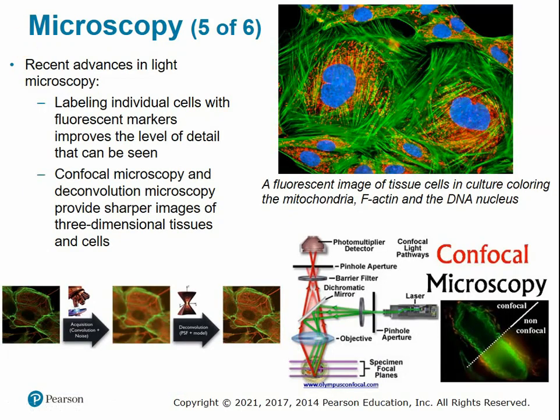Some more recent advances in the field of microscopy include labeling individual cells or components with these fluorescent markers, just to improve the level of detail that can be seen. So we can actually see some of the individual components and different fibers and things that make up the cell. So here we're looking at some mitochondria, some actin, some protein filaments, and some DNA in the nucleus. Another type of advanced microscopy is confocal and deconvolution, just to provide much sharper three-dimensional images of these cells and tissues.